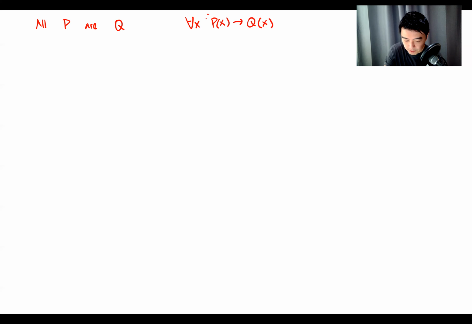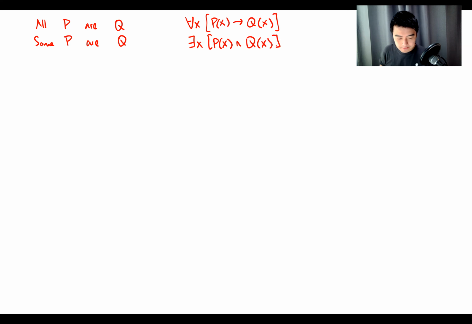This is something that we have to remember. If you don't remember why it's an implies, go back and watch the previous video. But in short, because we have all, this is a law, this is a rule, so there's going to be an implies. On the other hand, if we had some P are Q, this is there exists x, P of x and Q of x. Again, if you don't remember why this is an and, go back and watch the previous video, but this is talking about one particular case.